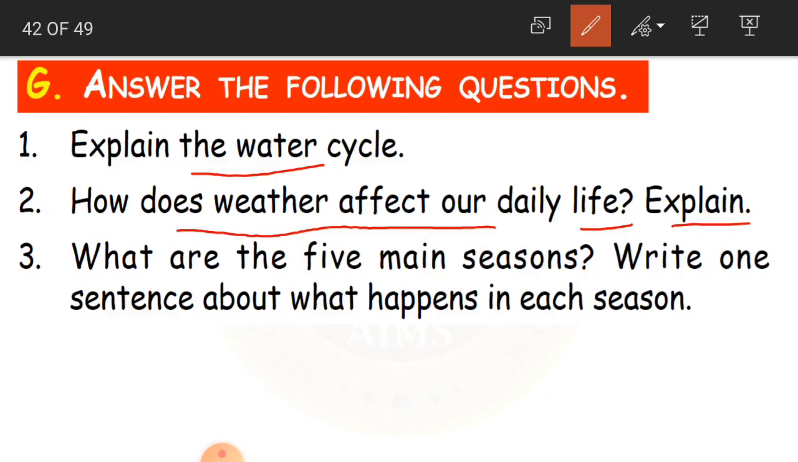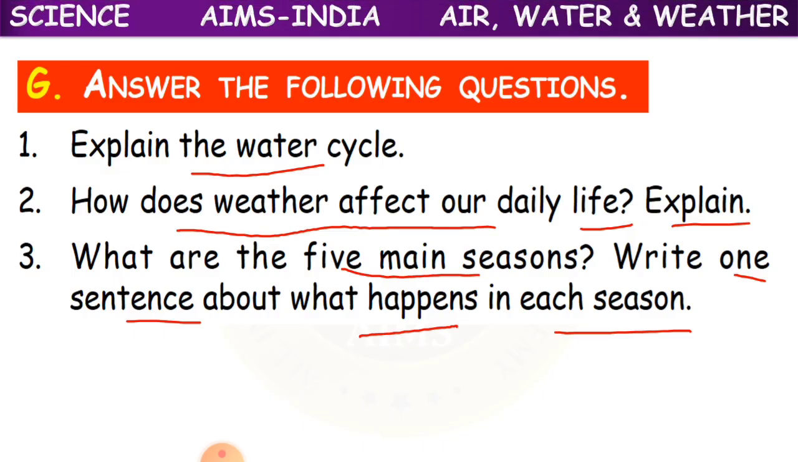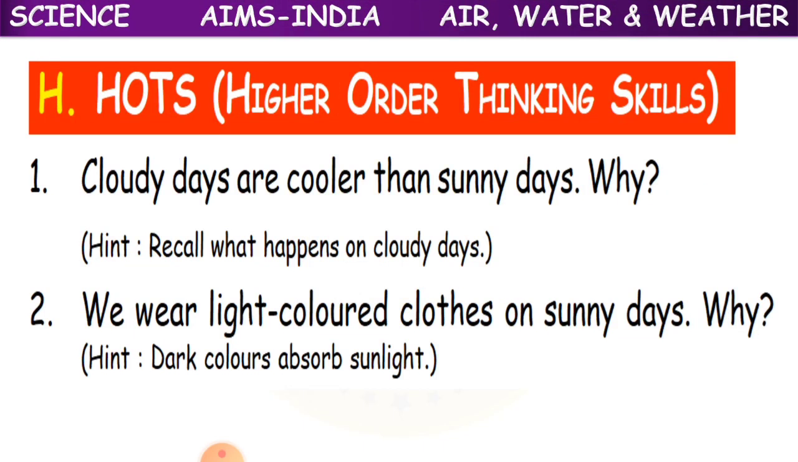And the third one is, what are the 5 main seasons? Write one sentence about what happens in each season. So, 5 main seasons. What are they, children? Summer, rainy, winter, spring and autumn. Now you have to write one sentence about what happens in each season. You have to frame your own answer. Clear, children? I hope you do this work and show it to your elders at home.